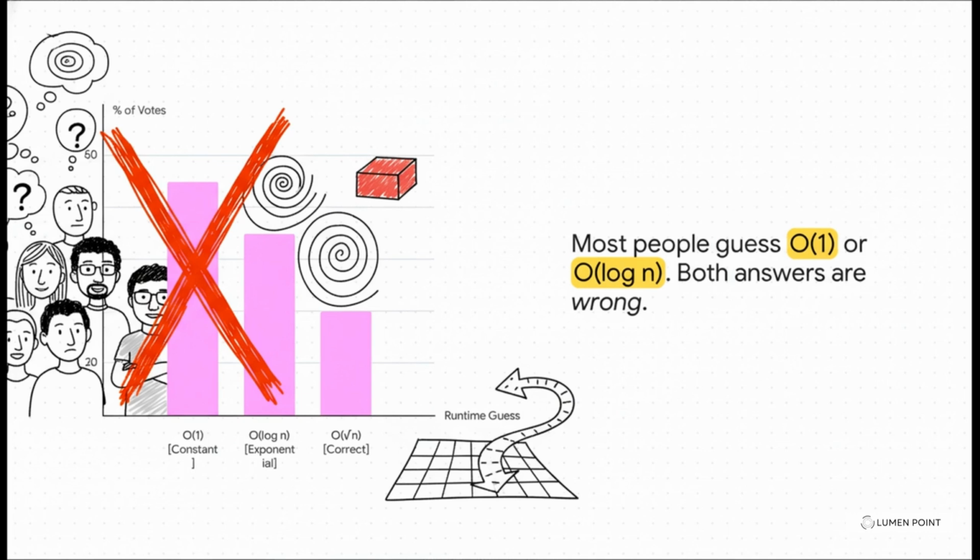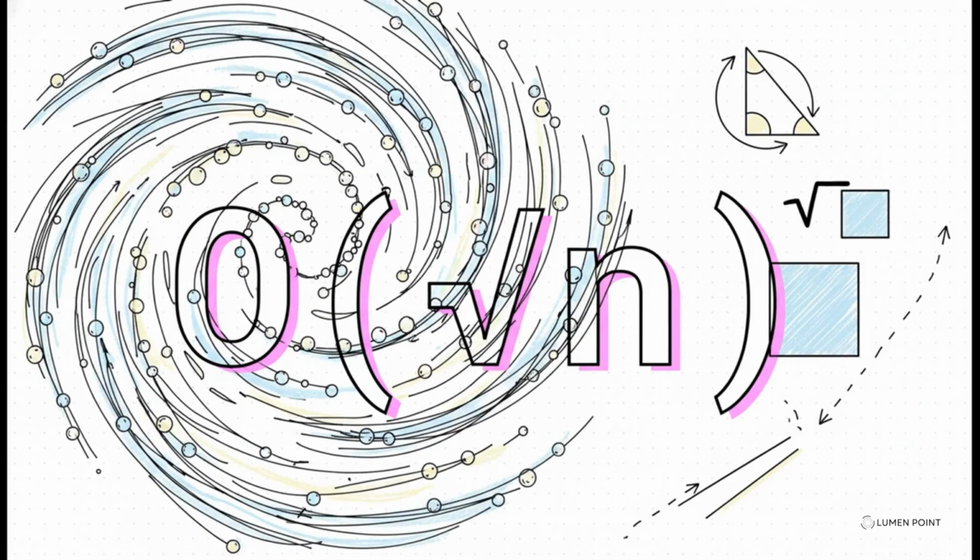Yeah, the number one answer by a long shot was O(1), just one single step. And that guess comes directly from that misleading checking-everything-at-once idea. The next most popular answer was also wrong. The real answer is much more interesting. But the real answer? It's O of the square root of n.